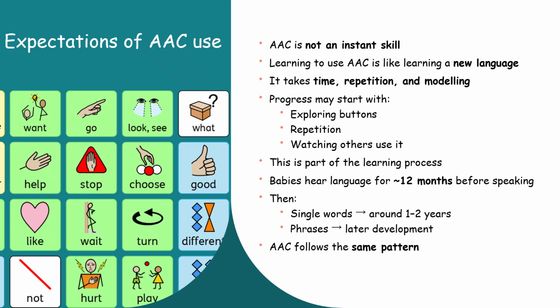We need to think about how typically developing children learn to talk. Babies are surrounded by spoken language for around a year before they say their first meaningful words. Nobody has any expectation for a 6-month-old baby to hold a conversation, because we understand that listening comes before speaking. After those first words emerge, language continues to develop gradually, from single words to short phrases and then to more complex sentences over several years. AAC follows that exact same pattern. Children need the time to experience their language on the AAC system before they can use it independently.